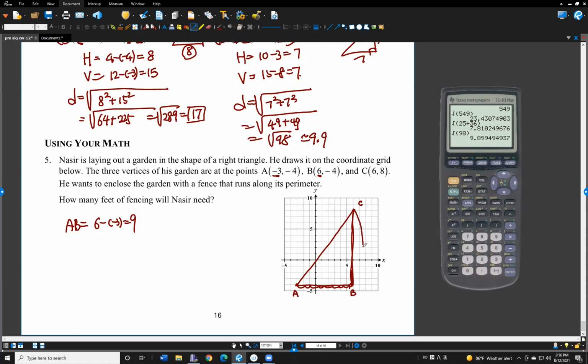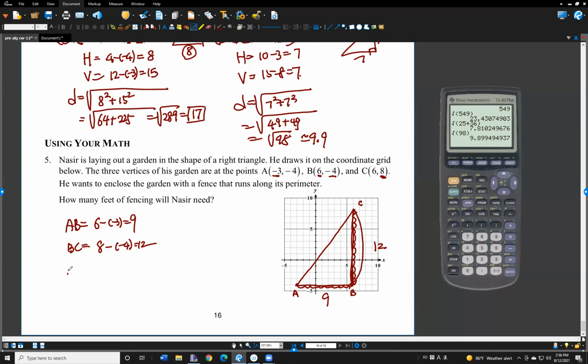Now vertical distance, how much? This one. From here, vertical distance 8 minus -4. Vertical distance BC equals what is that? 8 minus -4, which is equal to 12, right? You can count over here. 1, 2, 3, 4, 5, 6, 7, 8, 9, 10, 11, 12. That's true. This is 12. This is 9.